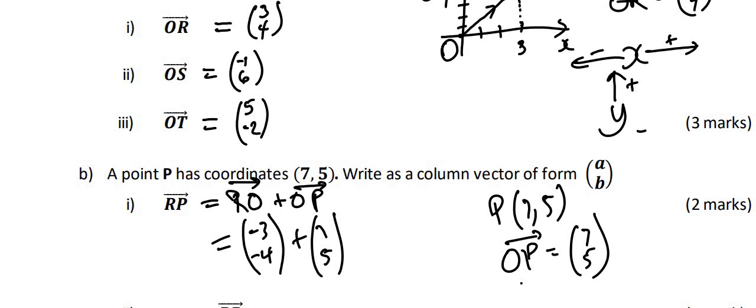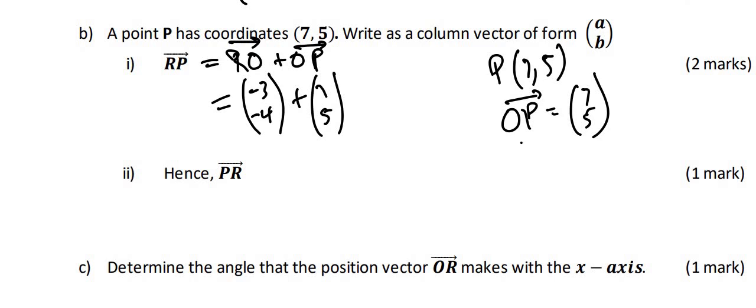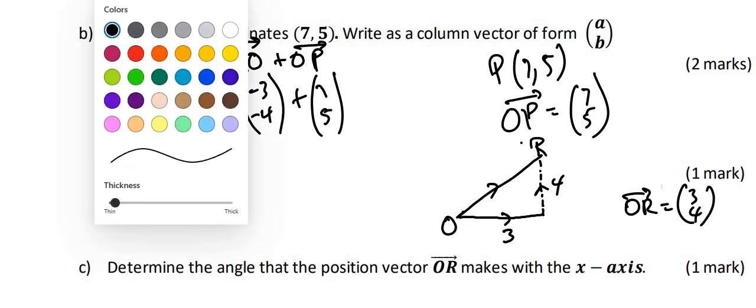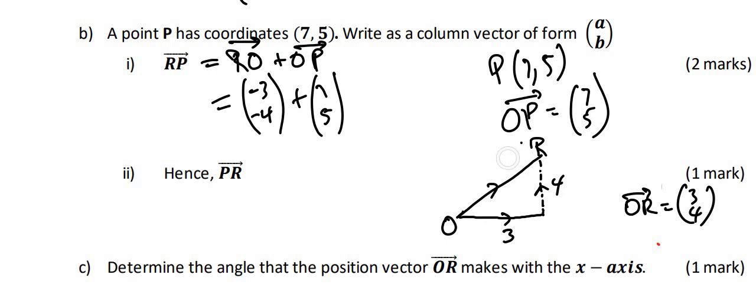And just in case you're wondering why RO is the opposite of OR, let's look at this. Let's say we have a vector here. We want to get from O to R. And we say OR, you go 3 units to the right, along the x direction, and 4 units up, because OR is 3, 4. So we go 3 to the right and then 4 up. But in case we want to get from R to O, we will go in the opposite direction. Remember, we want to go along the x direction first and then the y direction.